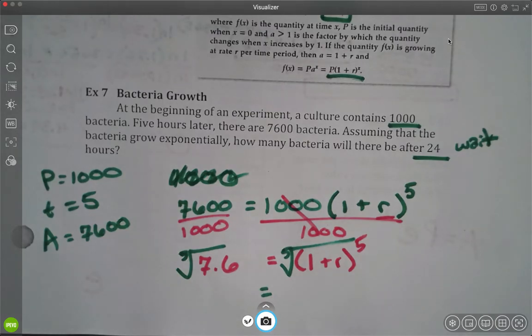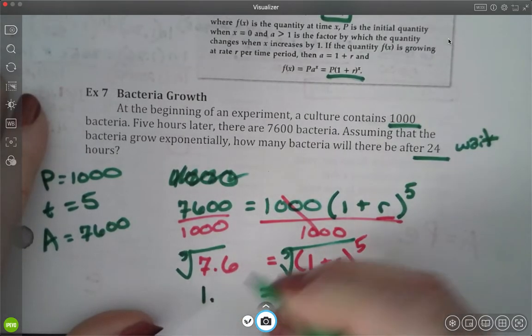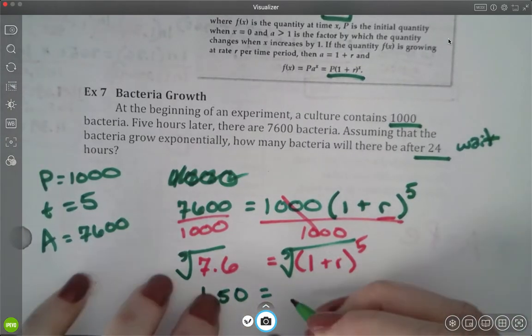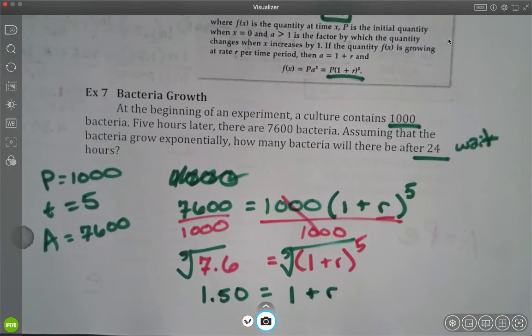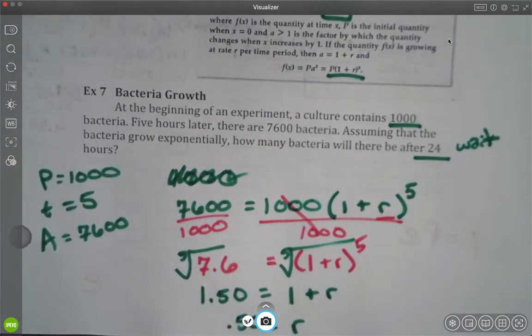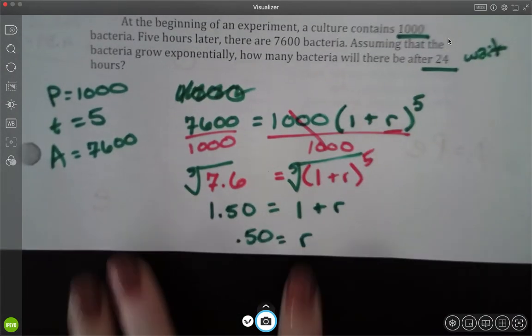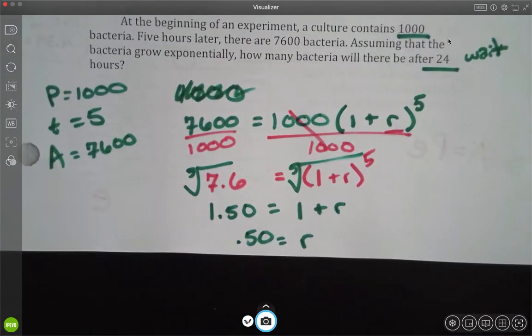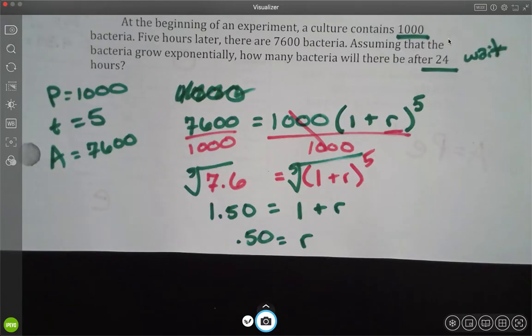1.5. Exactly? No, it's not exactly. Give me 2 decimals. It's 1.50, and that's 1 plus r. So what is r? 0.5. r is 50%. Our growth rate is 50%. That means 150% is my expansion rate. It's growing pretty quick.